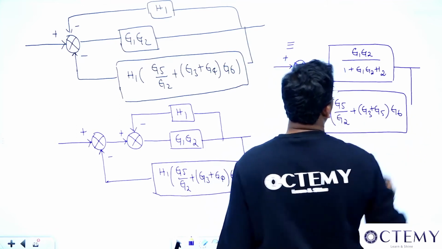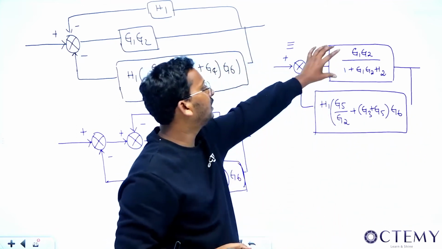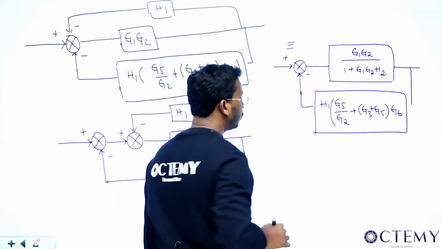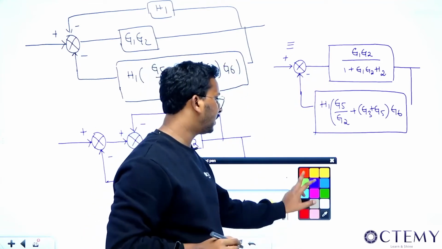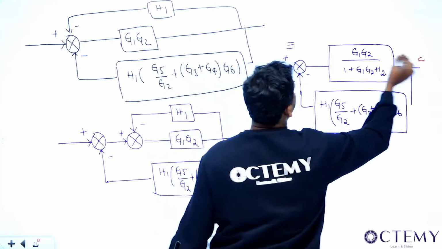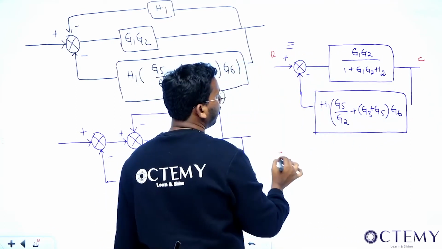Now what will be the final answer? The final answer will be this by 1 plus this into this, because this is negative feedback. So see, sir, what is the final answer? If I want to write the final answer, it will be like this. Final answer, this is C by R.